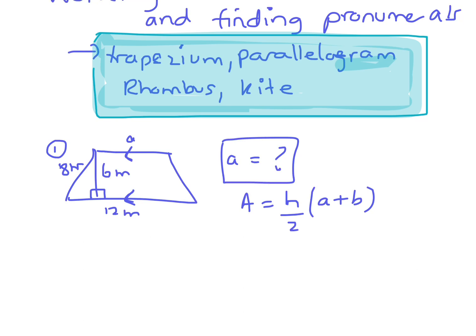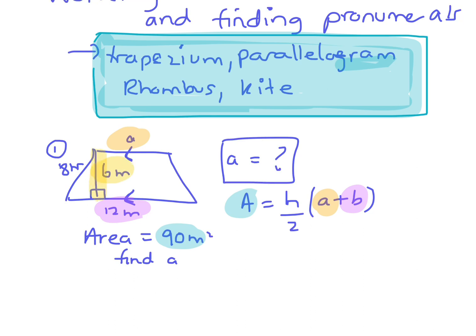Now, with this question, I'm going to tell you that the area of this is equal to 90 meters squared, and I want you to be able to find A. Okay, so the first thing you do is you substitute. So you get the 90, it goes in for the A. You get the 12, that would go for the B. The A stays at A, and then you sub in the height, which is 6, that goes in for the height.